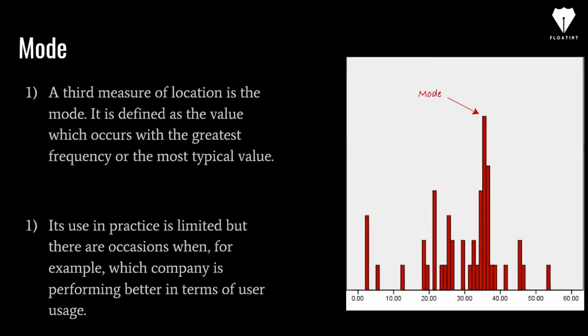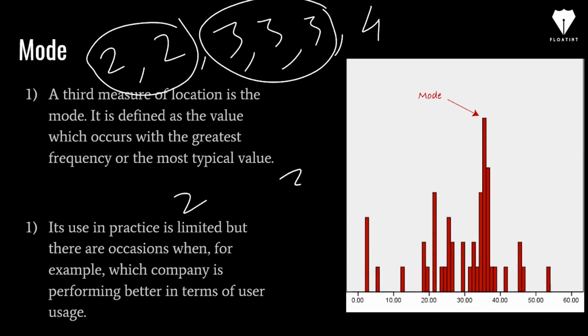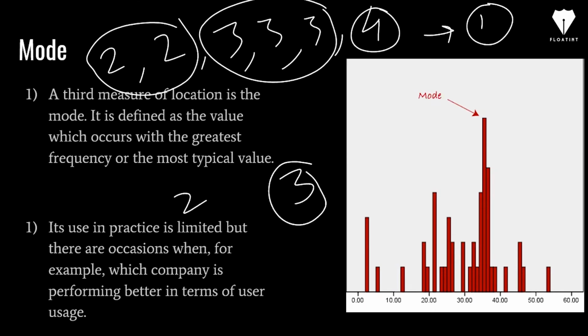So let's say you have a data set which is 2, 2, 3, 3, 3, and 4. So this is the data set. Now 2 is repeated two times, 3 is repeated three times, and 4 is repeated one time. So in this case, the most frequent number is 3, right? So in this case, your mode will be 3. Okay.